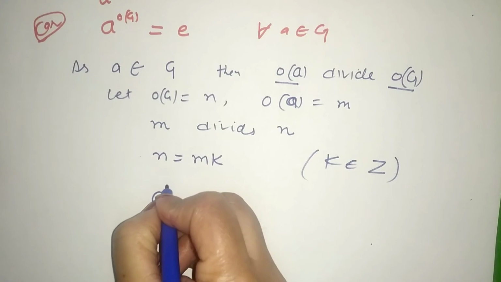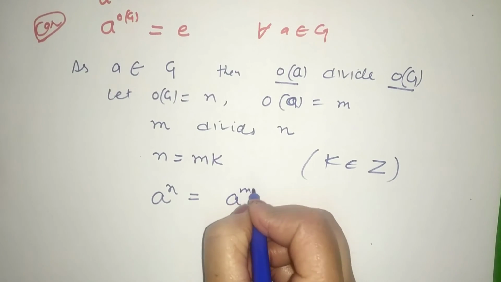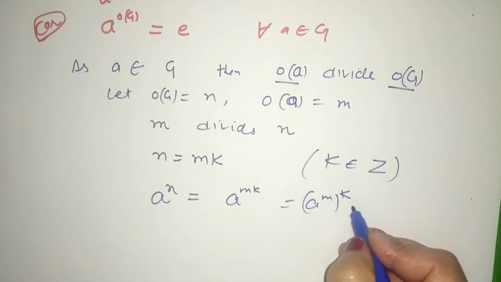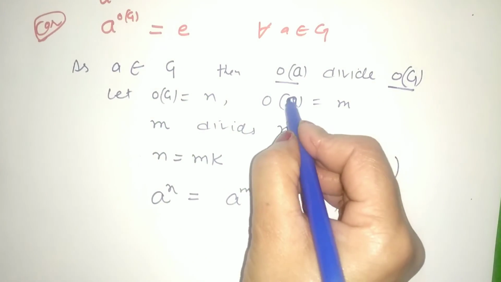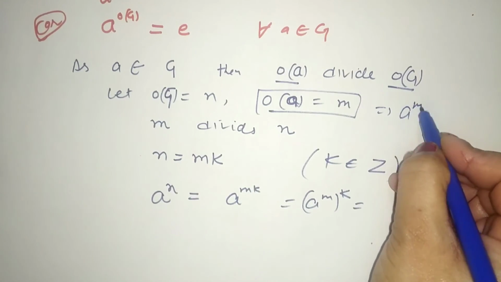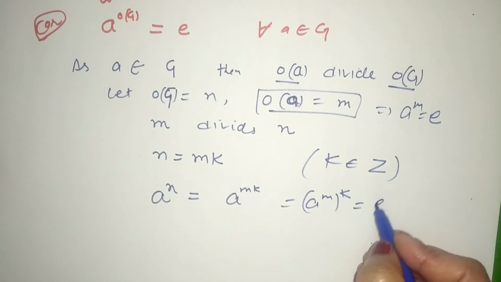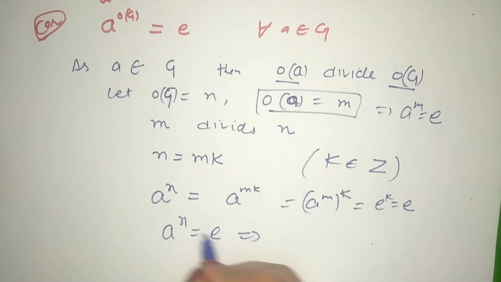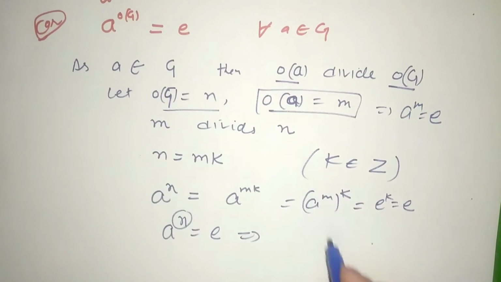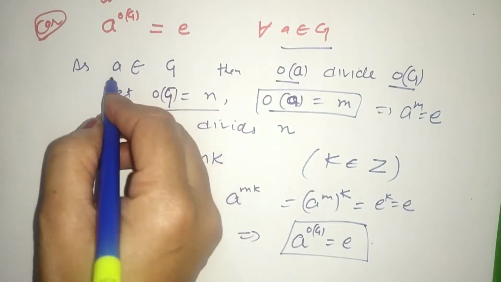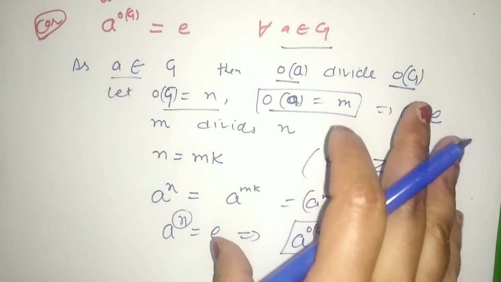Now a raised to power n can be written as a raised to power mk. That is a raised to power m, raised to power k. Because the order of a here in G is m, it means a raised to power m is identity. So this is identity raised to power k, which means identity. What we get is a raised to power n is equal to identity. And what is n? n is the order of G. So a raised to power order of G is identity. This is what we had to show, and this result holds for every element because a is some random element for which we have proved this result.